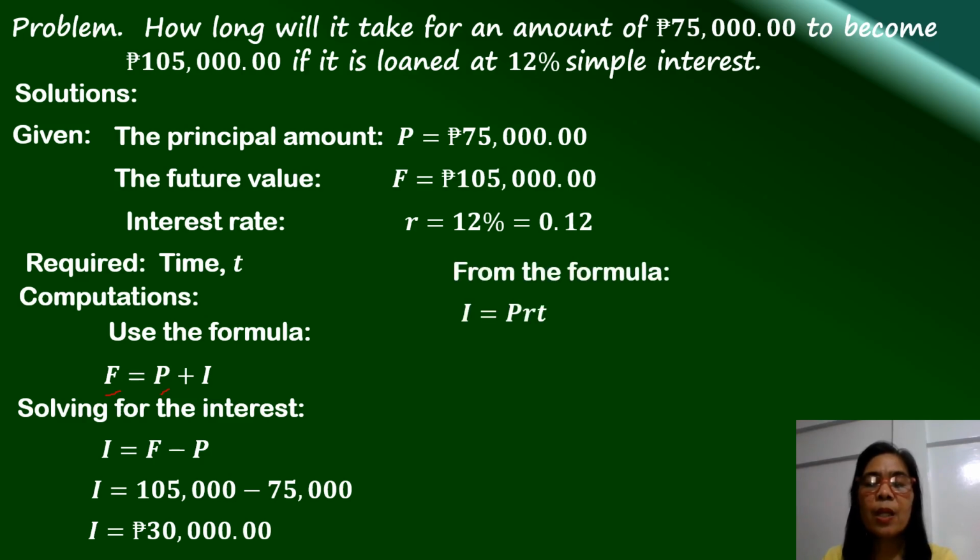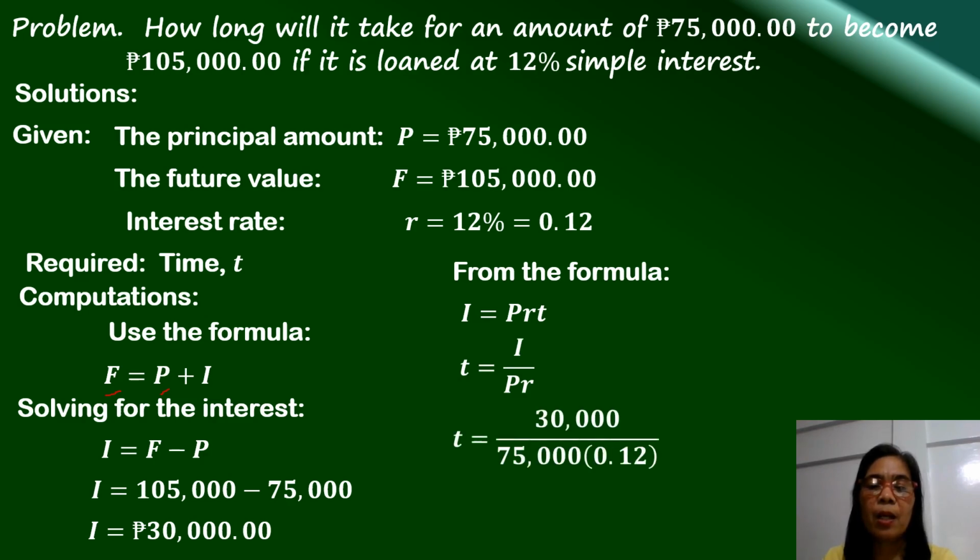So to solve for the time, we make use of the formula for the interest. I is equal to P times R times T. Solving for T, that will now be equal to I all over P times R. Substituting the values, I is 30,000, P is 75,000, and R is 0.12. That gives us T is equal to 10 over 3 years.